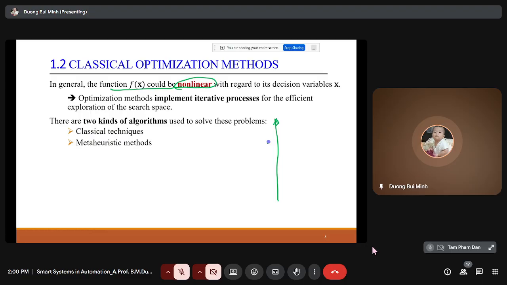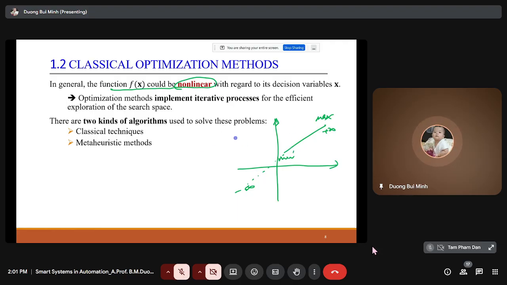Because if we have f(x), this is linear. You don't know where the max is, where the min is, because here it goes to minus infinity and here it goes to positive infinity. So we don't know if it is a min or a max.